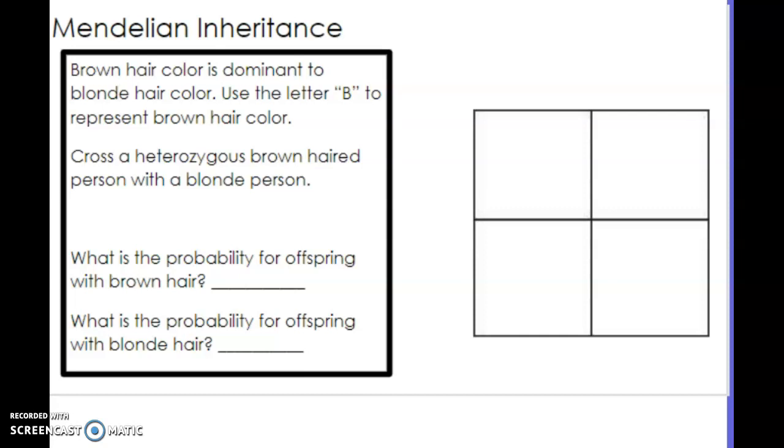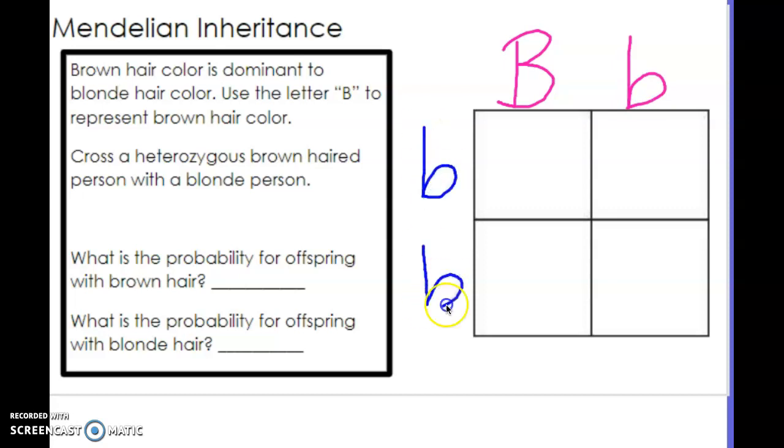All right, so it says brown hair is dominant to blonde hair color. We're going to use the letter B to represent brown hair. So we're going to cross a heterozygous brown-haired person with a blonde person. So say dad is heterozygous brown hair. We're going to use big B. Actually, let's say mom since I just wrote in pink. It's a little bit easier. Heterozygous brown hair. All right, and maybe dad is blonde. All right, so blonde is recessive, so it's going to be little b, little b.